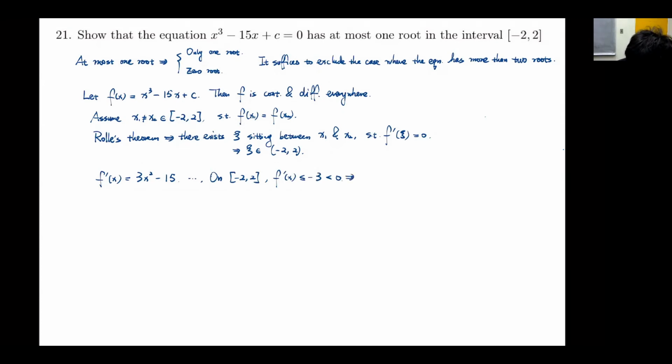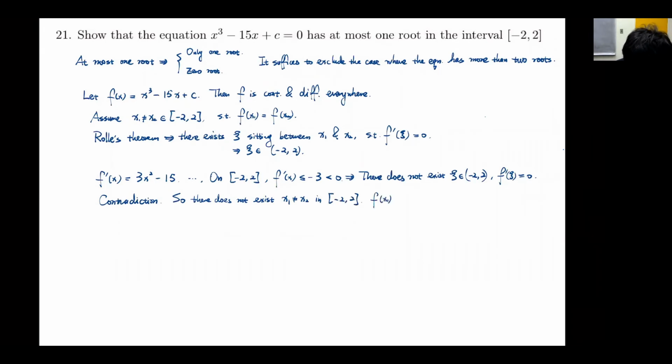So there does not exist C in -2 and 2, and let me make it the open interval, such that f prime of c equals 0. So this is actually a contradiction. And this contradiction says our assumption in the beginning is wrong. So there does not exist x1 not equal to x2 in -2 to 2.